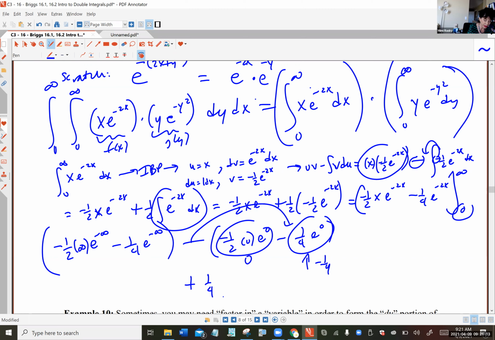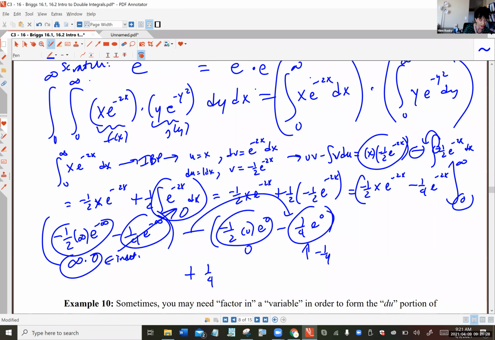And then I use my limit facts. E to the negative infinity goes to 0. But this is an indeterminate. This is infinity times 0. And this is indeterminate, so you can't say what that is. Be careful. Don't go infinity times 0 equals 0, because that's not true.